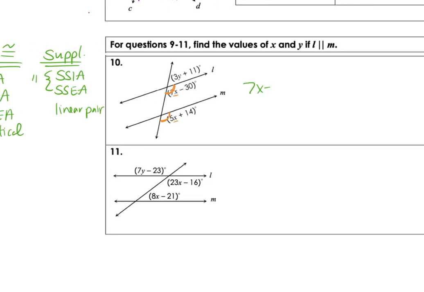So you're going to go 7x minus 30 is equal to 5x plus 14. I'm not going to do the algebra on that right now because we don't have a ton of time. So we'll just say we solved it and x came out to 22 because it does. Once you know that x is 22, my brain goes here to a linear pair. These two angles put together should equal 180. So if I plug 22 in right here, I should have got a calculator.